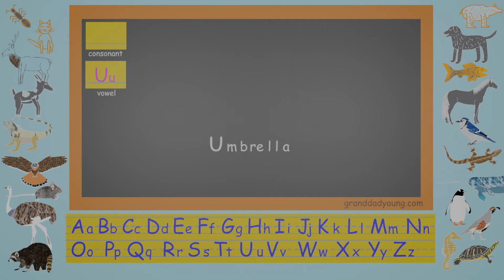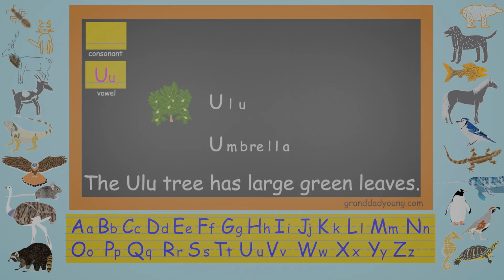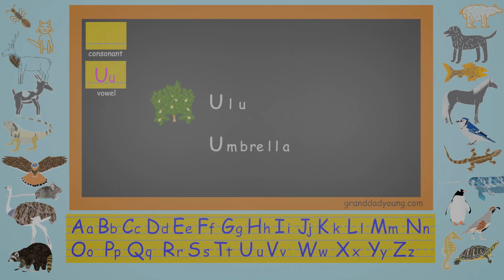Another sound that U represents is an OO sound, as in Ulu, U-L-U. The word Ulu can represent different items depending on what part of the country you are in. For example, in Hawaii, Ulu represents a type of breadfruit tree. But in other Western places, it can represent a triangle-shaped knife. The ulu tree has large green leaves.